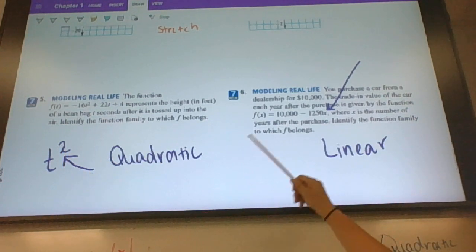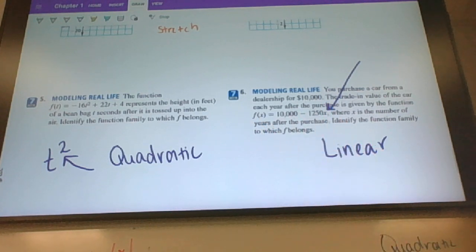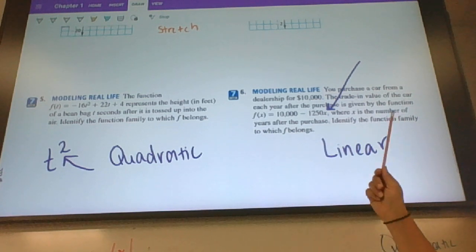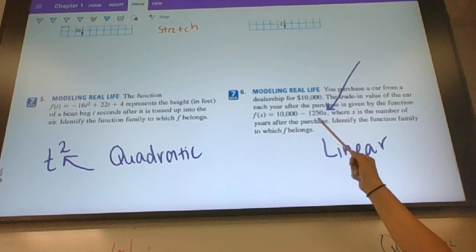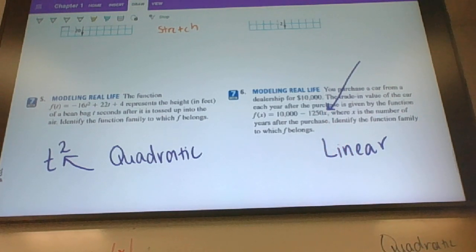Okay? In this one, the vehicle is purchased for $10,000, which is really difficult now to find a car for that much. And it's going down $1,200 every year. It's not worth as much. Since x doesn't have any bars, and it's not squared, it's just a plain old regular x, you call it linear. Okay? All right.